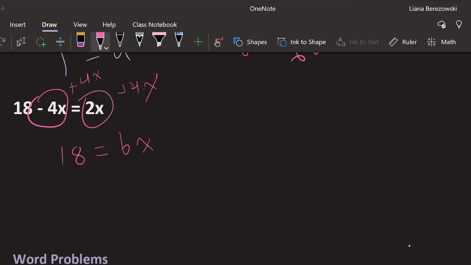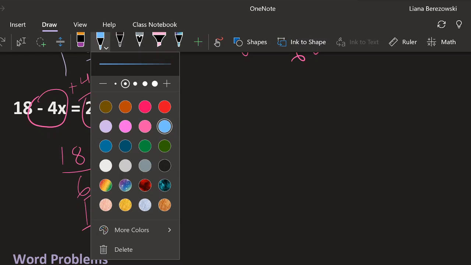So now I'm just going to jump right into my division because right now my x is being multiplied by 6. I want to get rid of that 6, so I'm going to do the opposite operation, which is dividing. And to keep my equation balanced, I'll do it to both sides. So 18 divided by 6 is going to be 3, and I end up with x by itself on the right. So in this equation, x should be equal to positive 3.